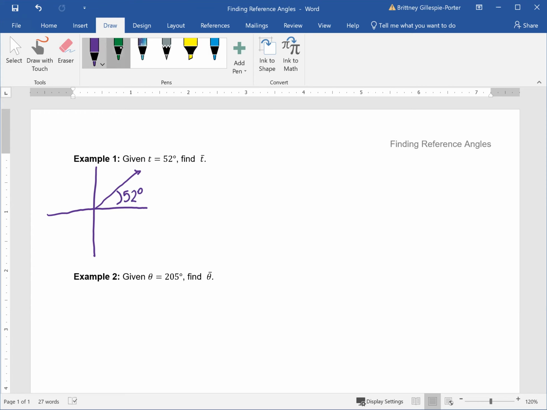Your reference angle comes from drawing your triangle that you would use to solve our trig identities. In this case, since we're in the first quadrant, our reference angle is the same as our original angle, 52 degrees, because to get from our ray down to the x-axis, we would need the original 52-degree angle.